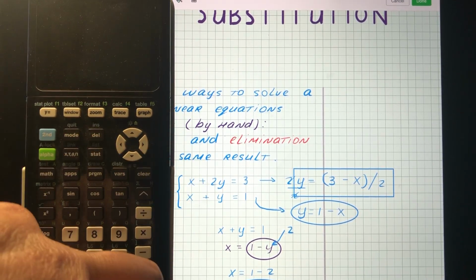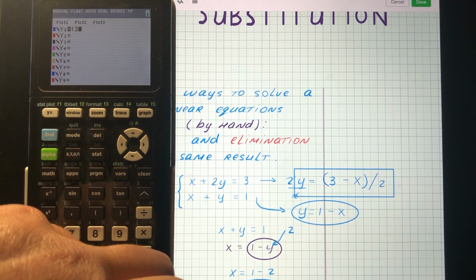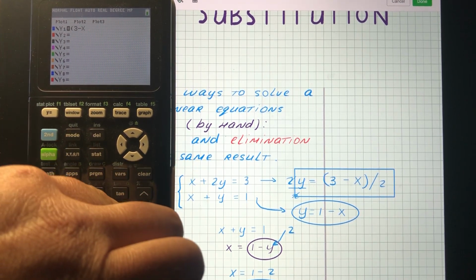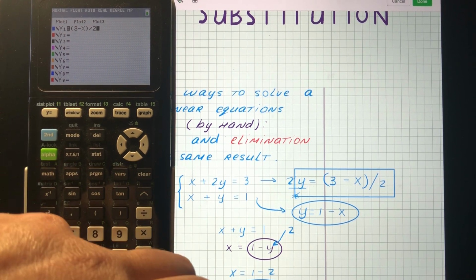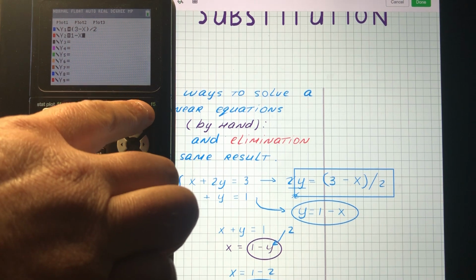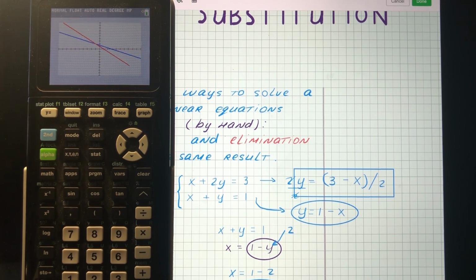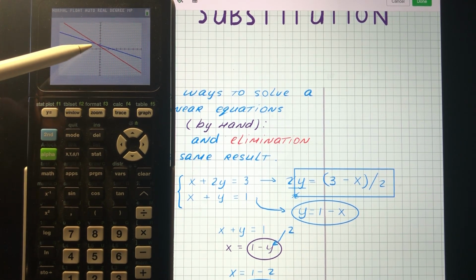So here is the calculator. The first equation is in parentheses 3 minus x, close parentheses, divided by 2. Second equation is 1 minus x. Let's graph them. This is the first equation, first line. Second line is the second equation. Where they cross is our answer. So we're looking for this point.